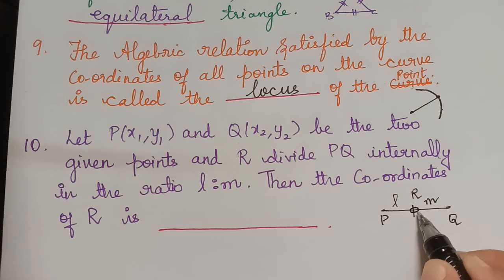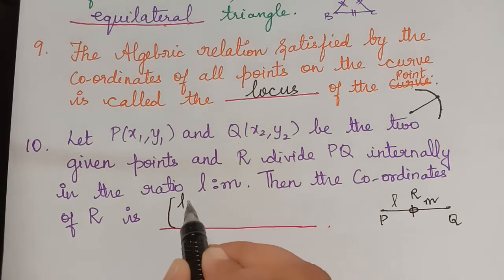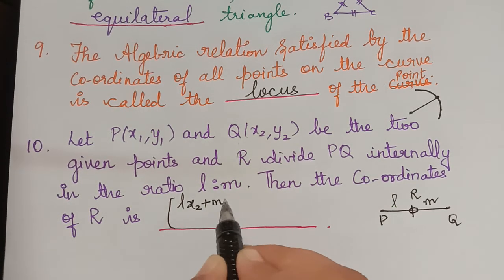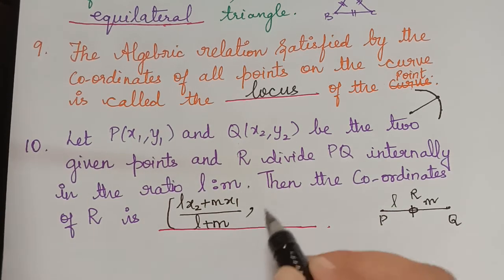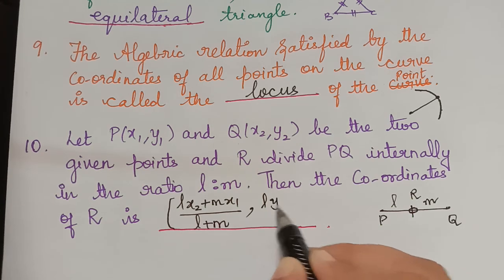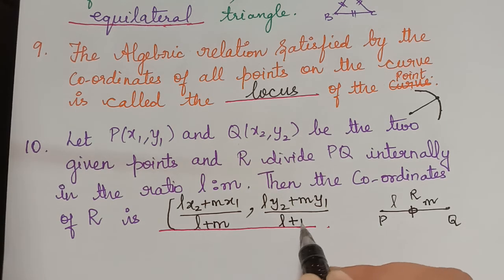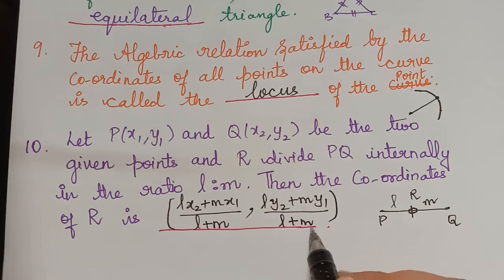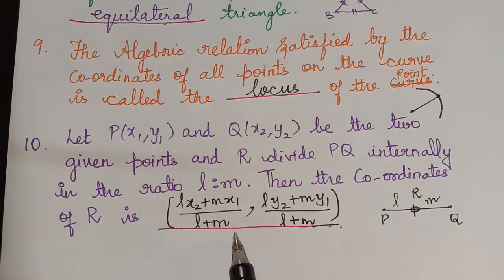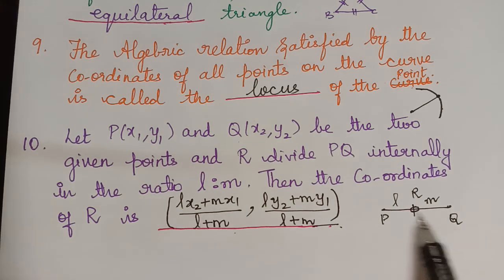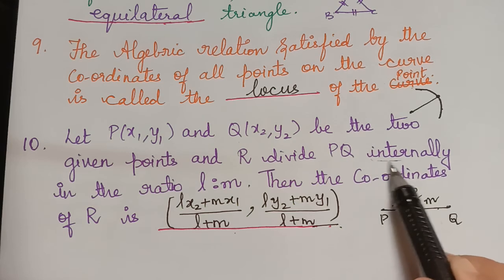The coordinates of this point is given by the formula (Lx2 plus Mx1) divided by (L plus M), comma, (Ly2 plus My1) divided by (L plus M). So these are the coordinates of R, which divides the line segment PQ in the ratio L is to M, and very importantly it is given that it divides internally.